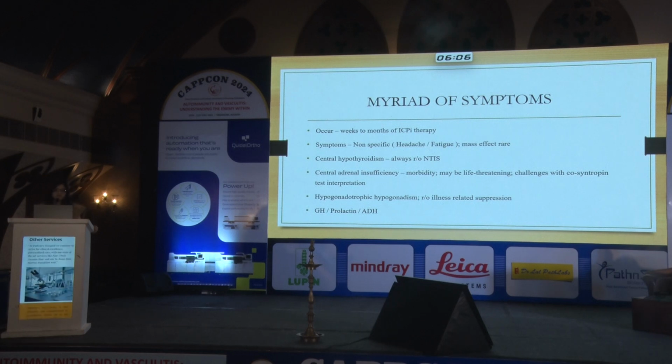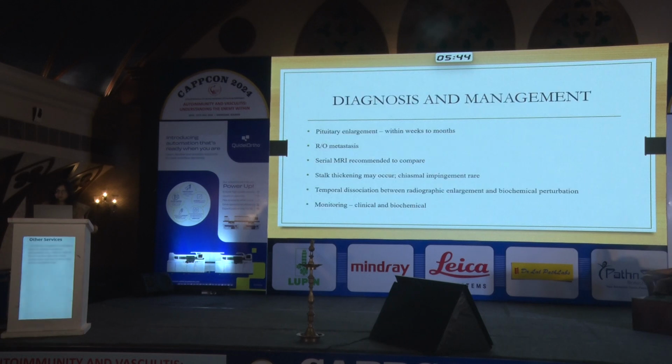Another symptom is hypogonadotropic hypogonadism, because in the pituitary we have all these cells. The adrenals and hypothyroid we have already discussed. The gonadal cells may be affected. And lastly, coming to growth hormone, prolactin and ADH, we don't really have much studies on growth hormone. Prolactin levels are usually on the lower side, and ADH is also mostly unaffected in hypophysitis.